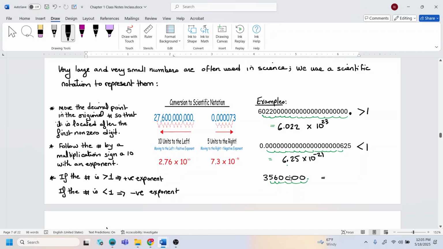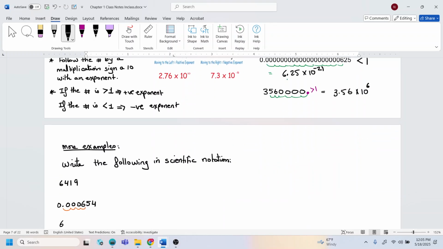Same thing over here. This number is big, right? It's greater than 1. Then I'm going to take that decimal point and move it all the way to the right, after the first non-zero digit, and the power is going to be positive. So here I will be moving it 6 places, to be 3.56 times 10 to the 6.